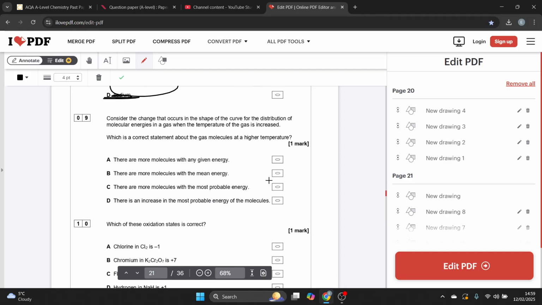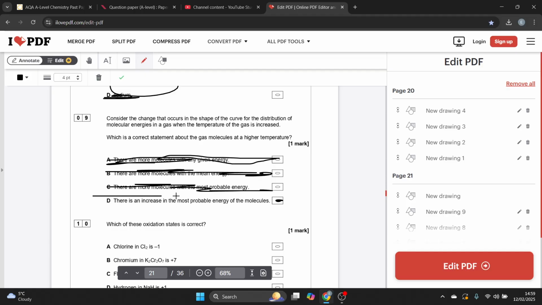Question 9. Consider the change that occurs in the shape of the curve for the distribution of molecular energies in a gas when the temperature of the gas is increased. Which is the correct statement about the gas molecules at high temperature? There are more molecules at any given energy? No. More molecules with the mean energy? No. More molecules with the most probable energy? No. Therefore it must be D, the increase in the most probable energy of the molecules, and that is the correct statement about gas molecules at higher temperature.